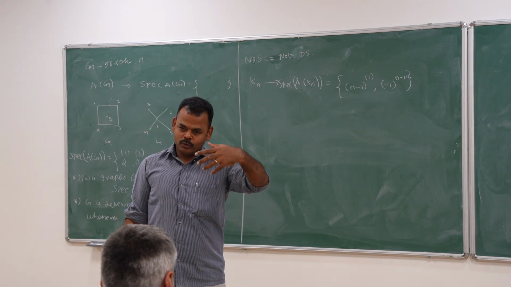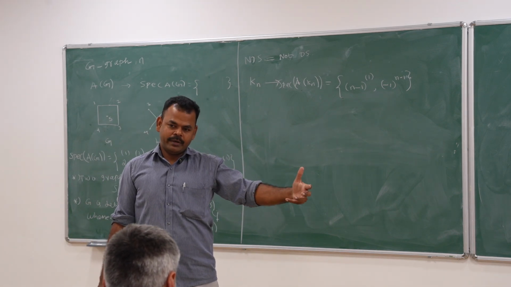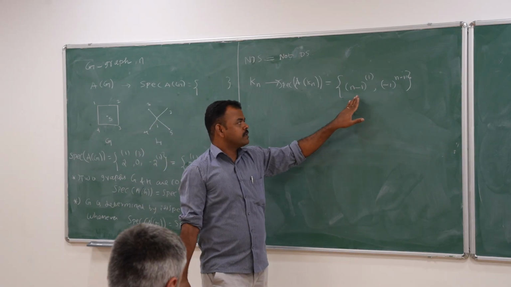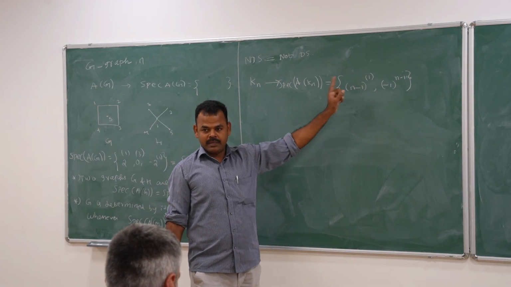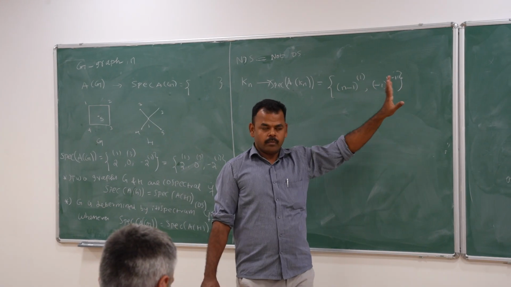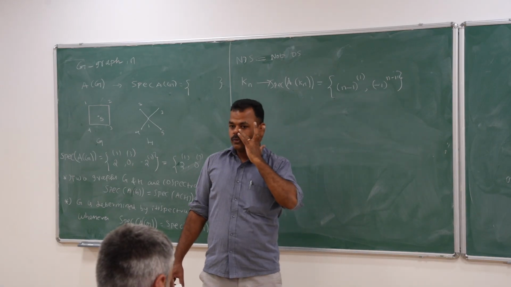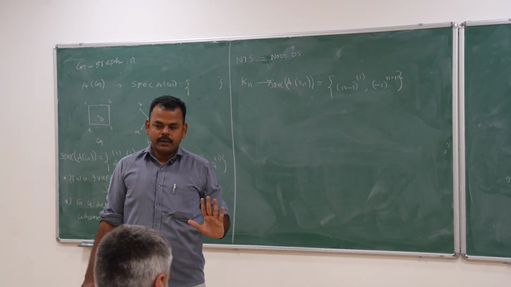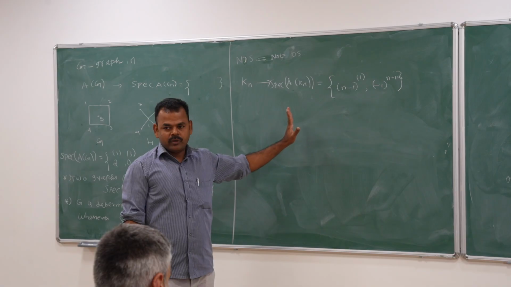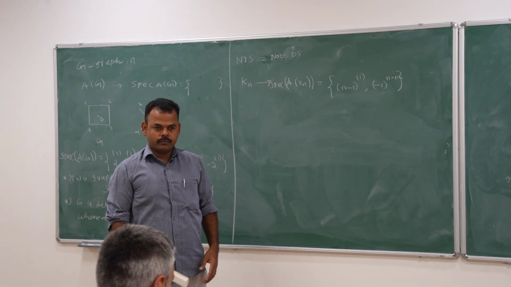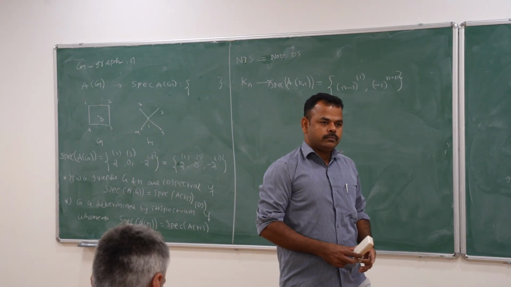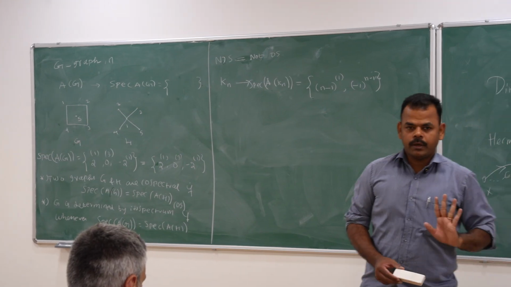The question is, you start with a graph which you don't know a priori what it is, but you know its spectrum. The spectrum is n minus 1 with multiplicity 1, and minus 1 with multiplicity n minus 1. Now I want to show that any such graph should be isomorphic to the complete graph. Can you think?